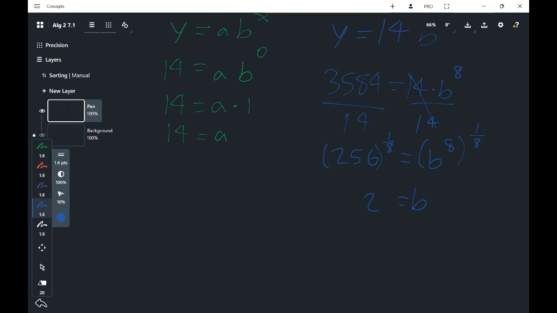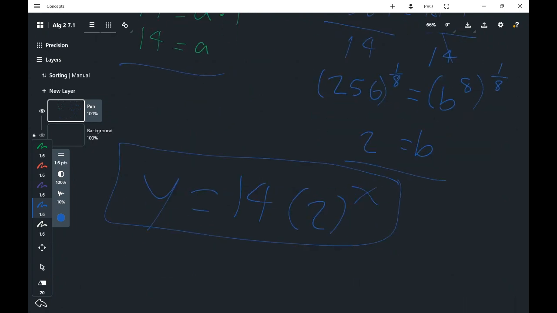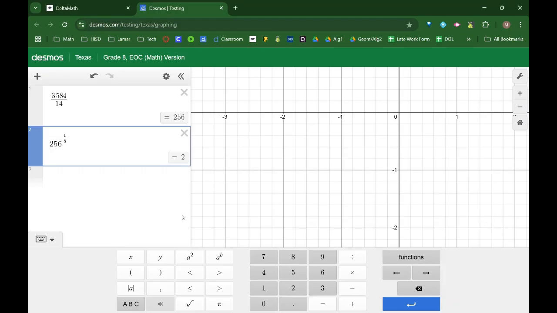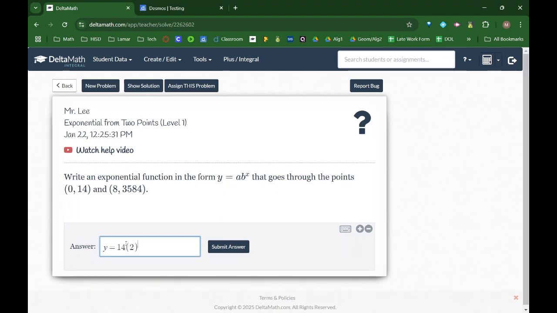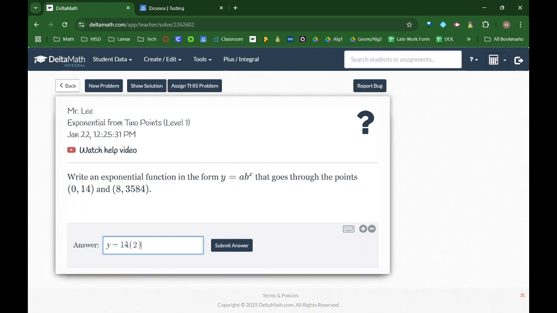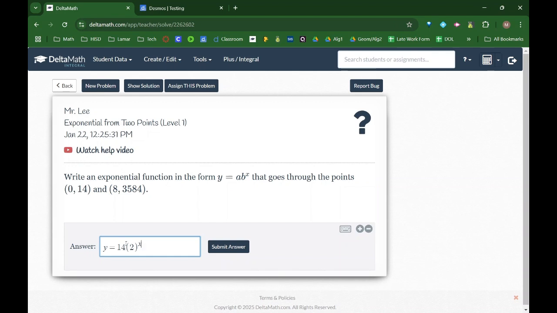So we found our a, we found our b. Our equation is now a b to the power of x, which because a is 14 and b is 2, this is our answer here. So y equals 14 parentheses 2 to the power of x. To get the exponent, I'm holding shift and pressing the caret or the 6 key on my keyboard.